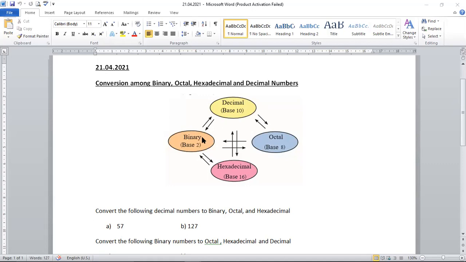Just keep in mind, whatever number you are getting, the decimal number, you can convert to octal, and the octal numbers to hexadecimal, the hexadecimal numbers to decimal, hexadecimal numbers to binary, binary numbers to hexadecimal. Any conversion you can do. The previous week also we have discussed that.